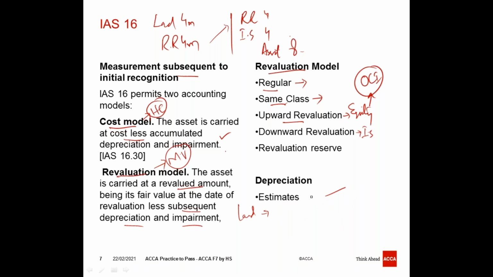Now, one more question for you guys. Land having a value of 10 million. After the first revaluation, it will go to 4 million. And then in the second revaluation, it will go to 12 million. Can you make the relevant accounting entries for this? Please just write in the chat box.